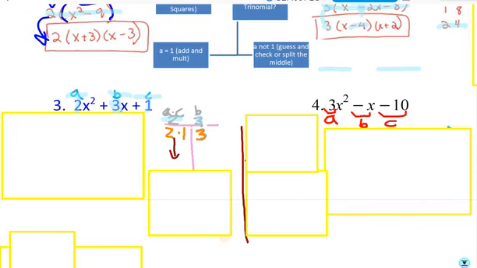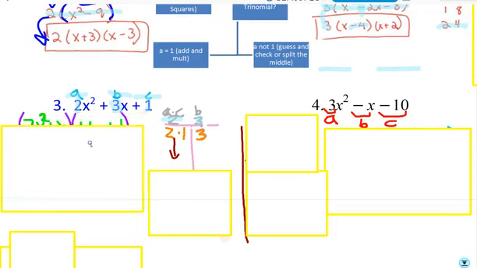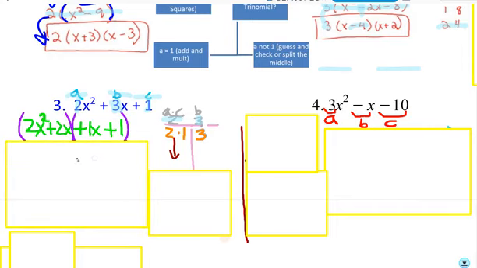From here, I can go 2 different paths. I can do grouping, where basically I have split the middle. I have changed 3x into 2x and 1x. That came from these two factors here. You can see my parentheses around the first 2 terms and the second 2 terms.